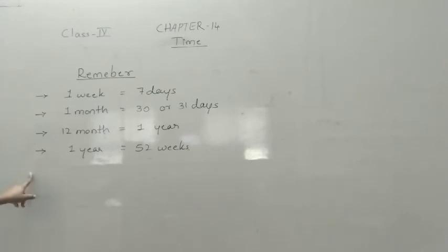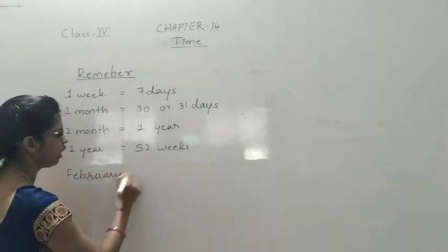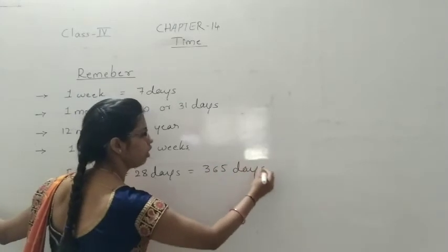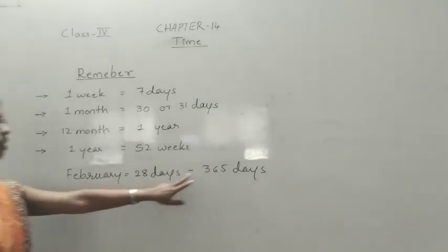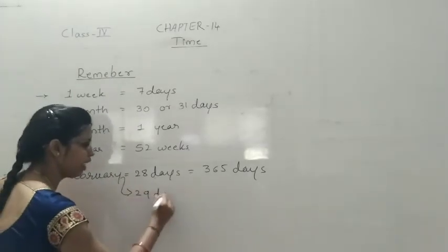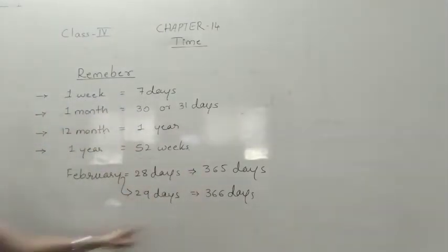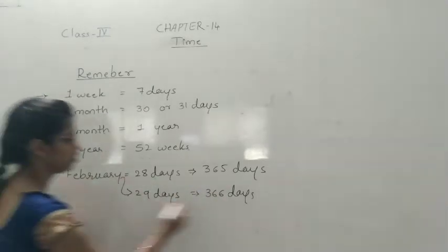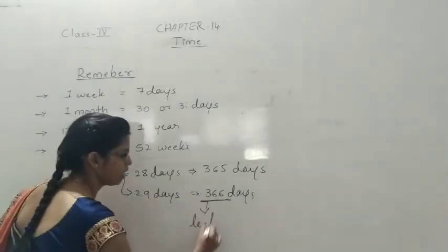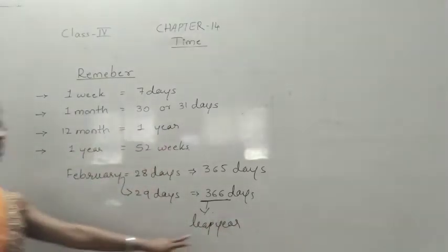In the month of February, if 28 days are there, it means 365 days in a year. If in the month of February there are 29 days, it means 366 days in a year. If the year contains 366 days, we call it a leap year.